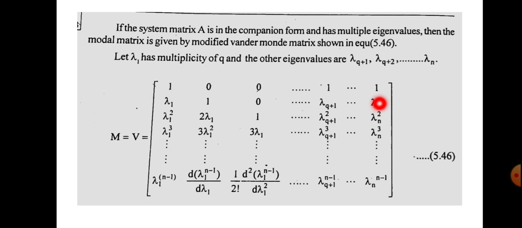In this case, in the first column the first entry is 1 and the other entries are 0, and the other entries will be lambda 1, lambda 1 square, lambda 1 cube, like that, up to lambda 1 raised to n minus 1. In the second row, the second element is 1, the next element is 2 lambda 1, 3 lambda 1 square, like that. This is the way we represent the modal matrix in the case of multiplicity of eigenvalues. This idea will be clear when you are doing a problem.